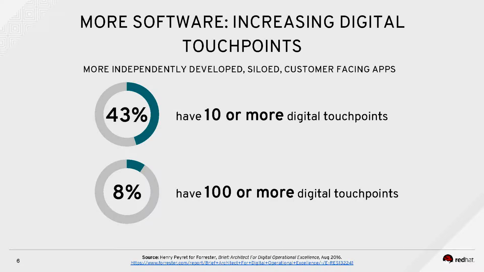So if software is important and every company wants to be a software company, what we're also seeing is that there are increasing digital touch points. It's easier now to create these digital services. When you look at cloud and SaaS applications, it's easier to create these services in the cloud. And there are more independently developed, siloed, customer-facing apps. The example that Maureen gave about the adoption of SaaS applications, it's increasing.